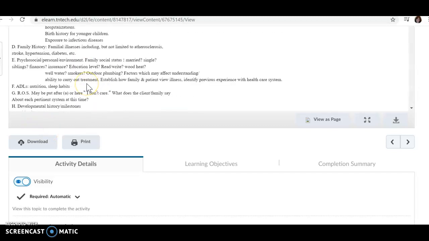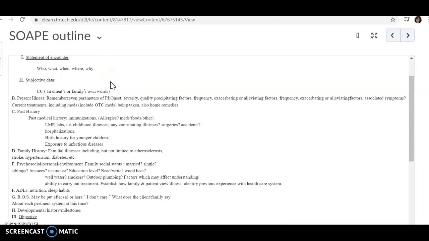Okay, so that is it, 2 videos explaining the SOAPE note. So hopefully you've looked at both of these and listened to both of these and you have some ideas. Again, please feel free to write down any questions you have and we'll go over those for the Q&A Zoom.